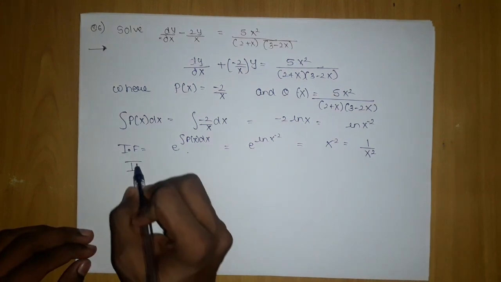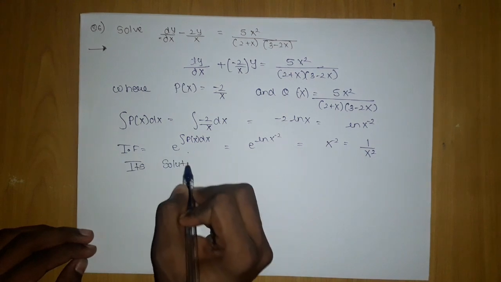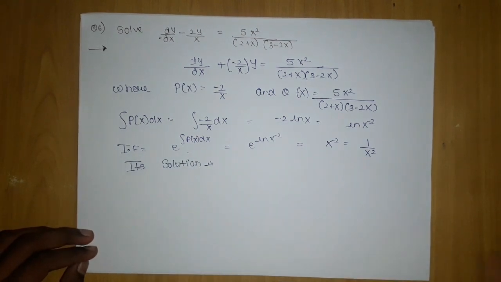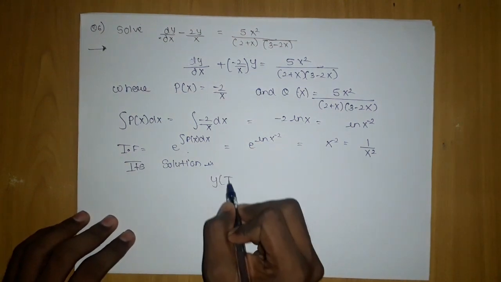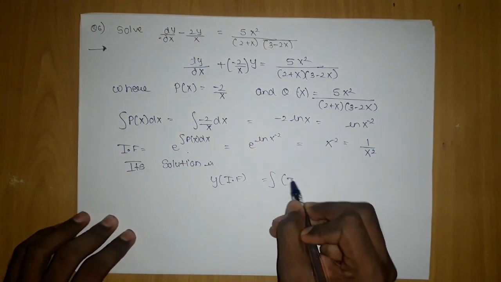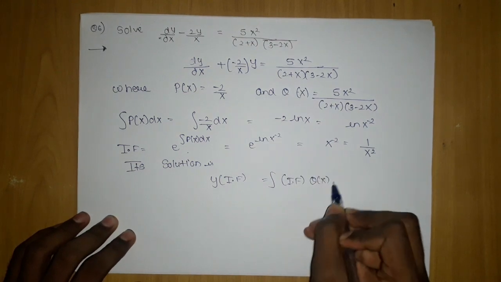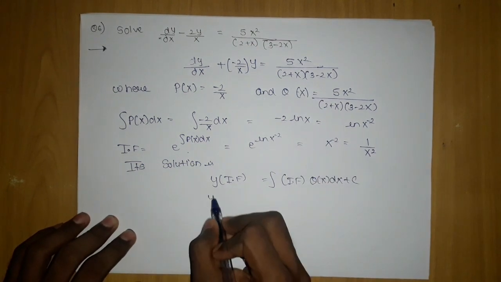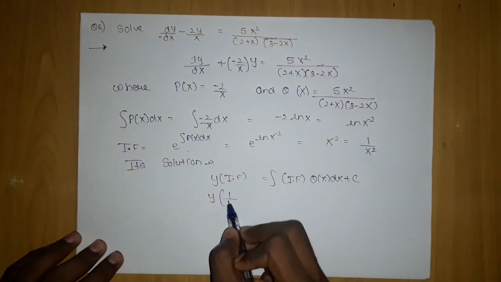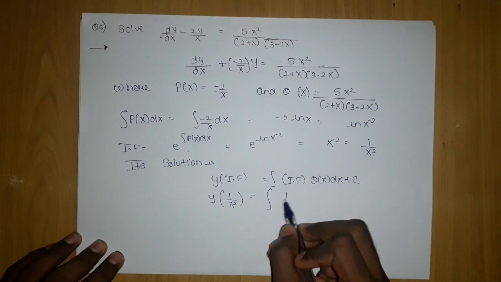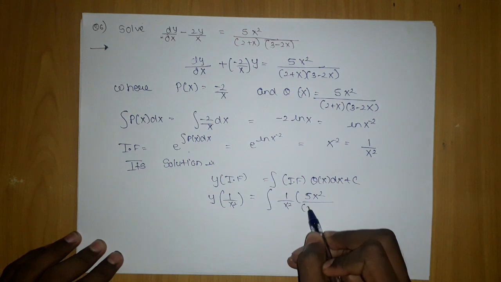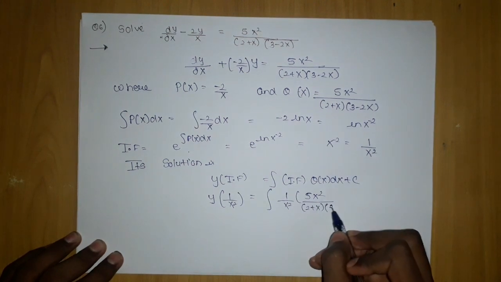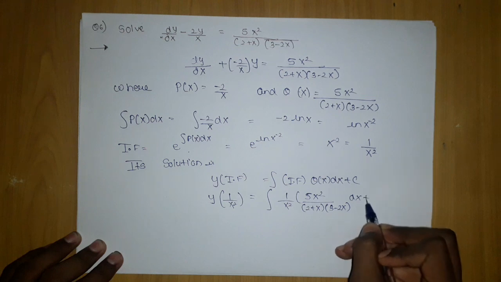Now its solution is given by y into integrating factor equals the integral of integrating factor into q of x dx plus a constant. Remember that. So y into integrating factor, that is y by x square, equals the integral of 1 by x square into q of x, which is 5x square upon (2 plus x) into (3 minus 2x), dx, plus c.